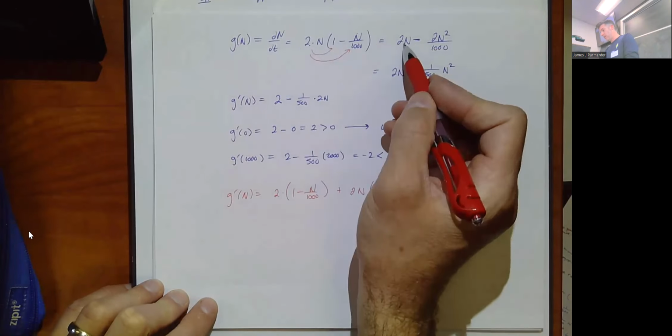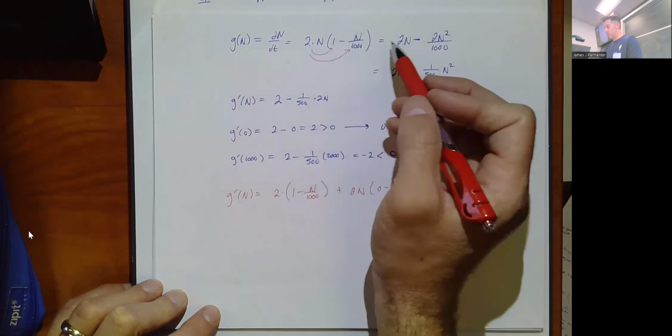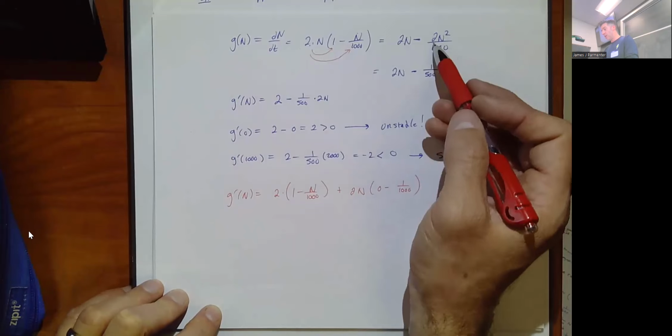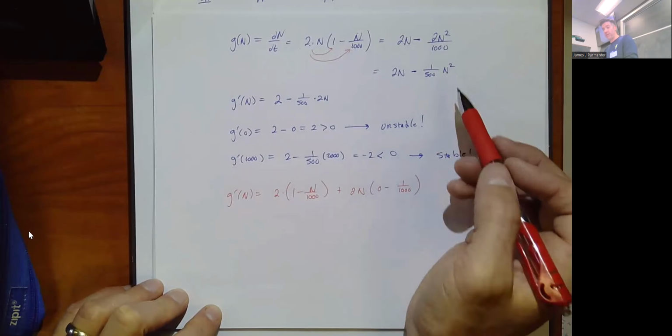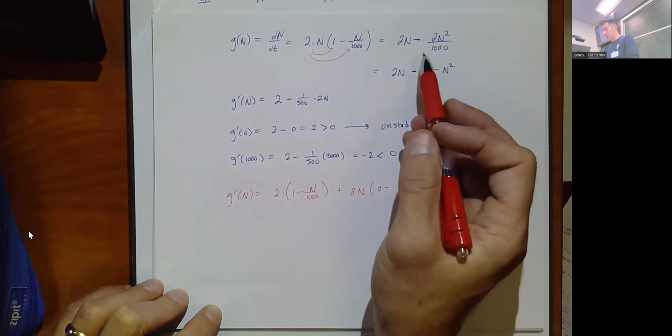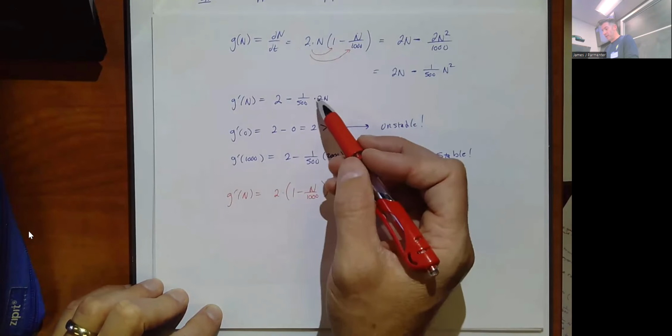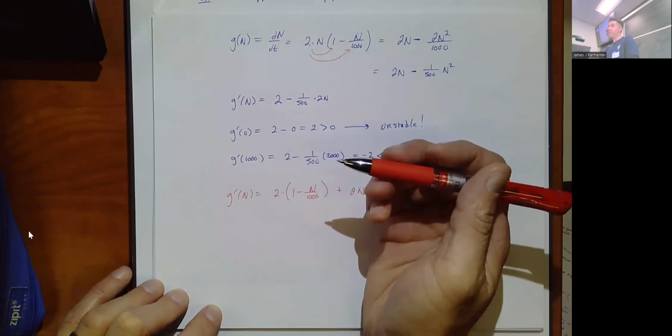2n times 1 is 2n. 2n times minus n over 1,000 is minus 2 times n squared over 1,000, which reduces to 1 over 500 times n squared. And then I took the derivative of that. The derivative of 2n is just 2. The derivative of n squared is just 2n, and that constant just hangs out. So that's how we found G prime.